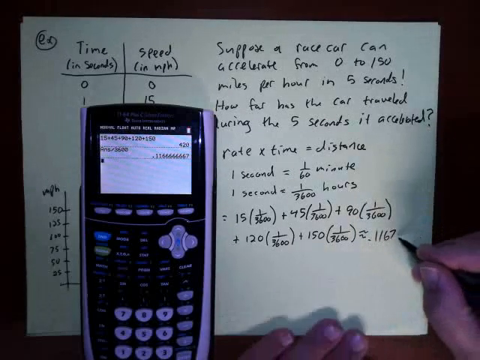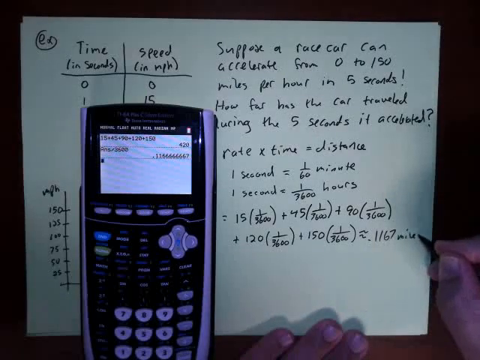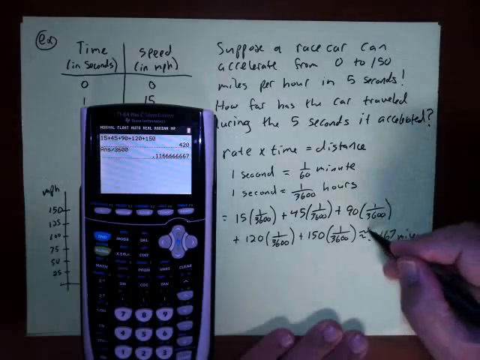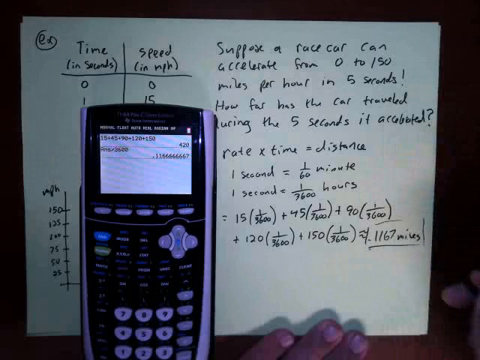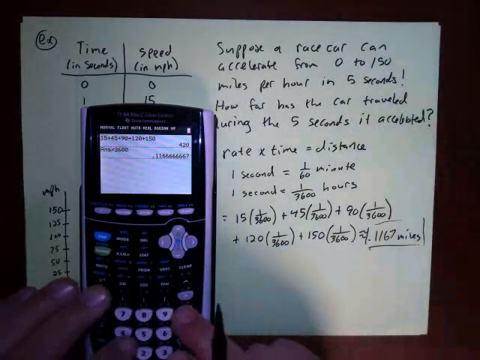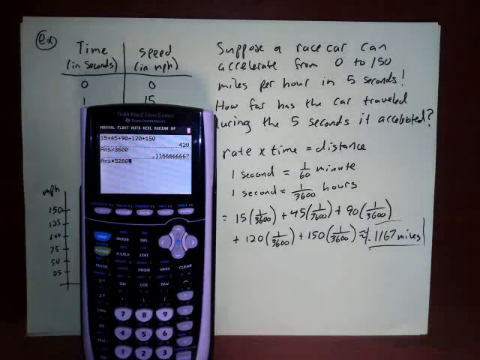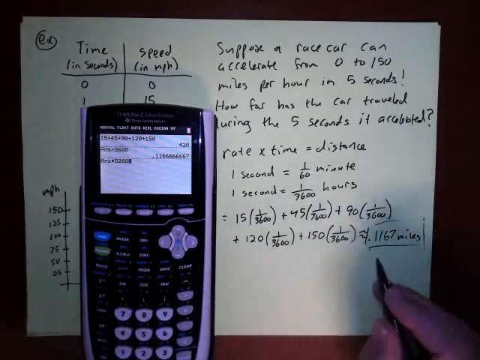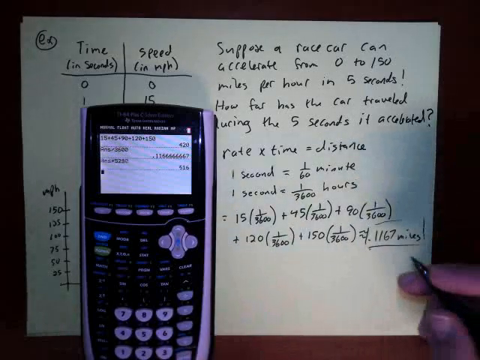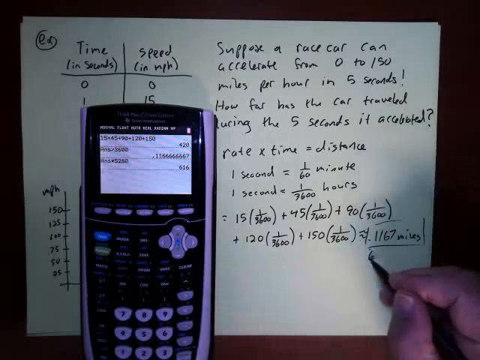And what I get here is approximately 0.1167 of a mile. Okay, so I get a fraction of a mile, and if I want to know how many feet, I can just multiply that by 5,280. There's that many feet in 1 mile, and this fraction of a mile then would be 616 feet.